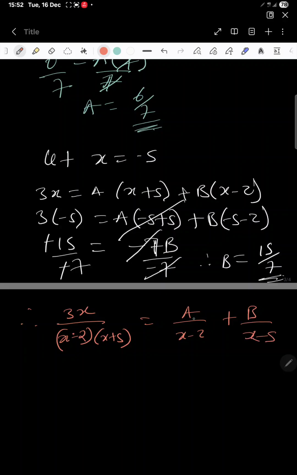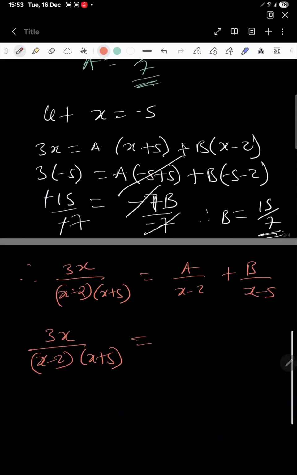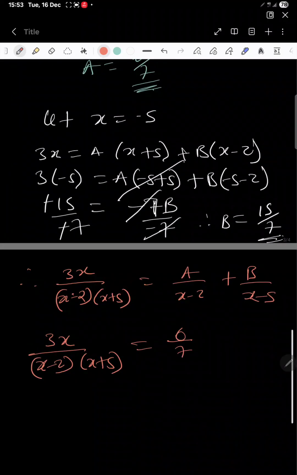So what you do is just replace on a the value that you found, and on b put the value that you found, meaning that you are done. So by doing so, you have 3x over (x minus 2)(x plus 5), which is equal to, what is the value of a? The value of a is 6 over 7. So you put 6 over 7 on a.